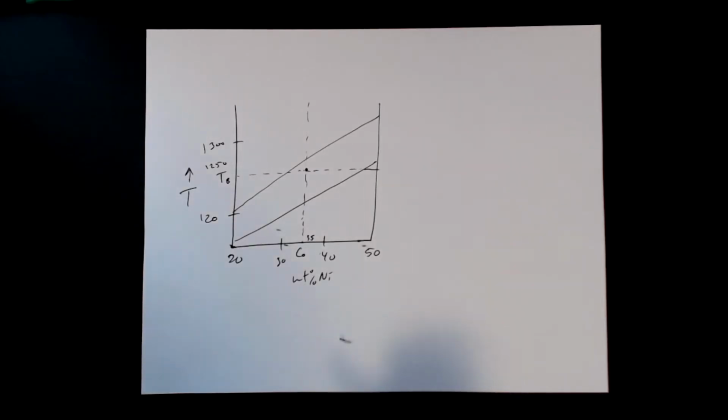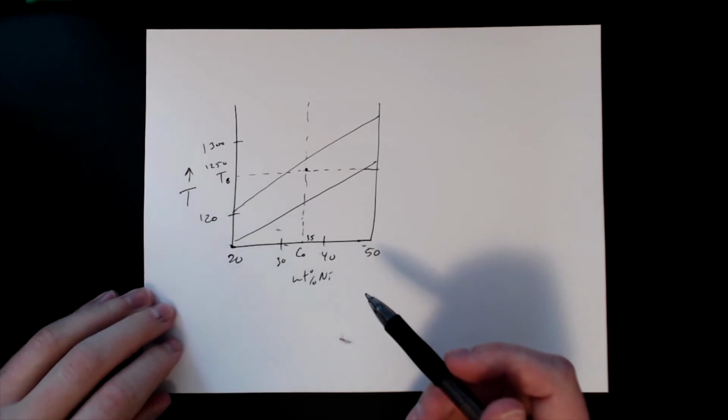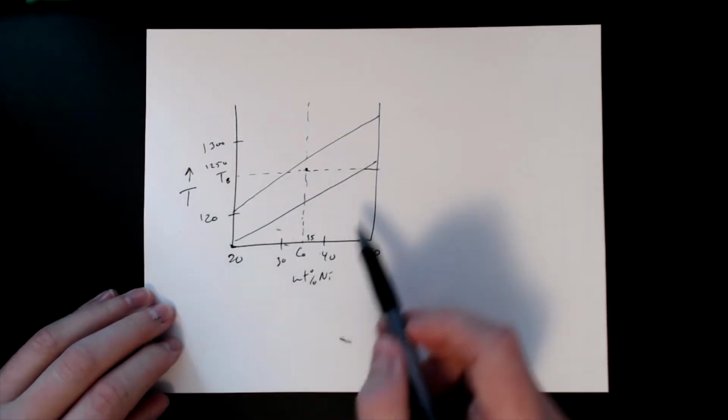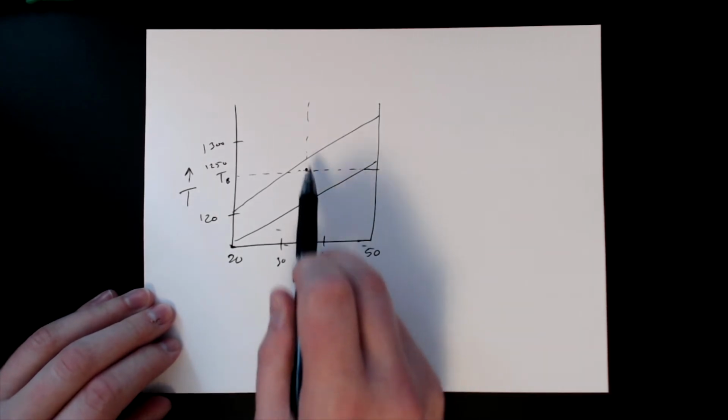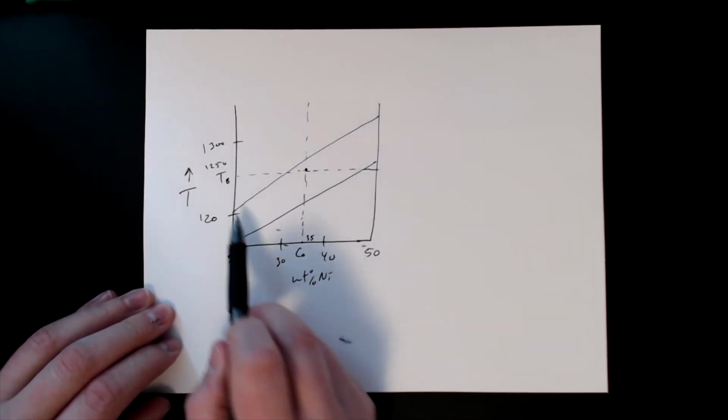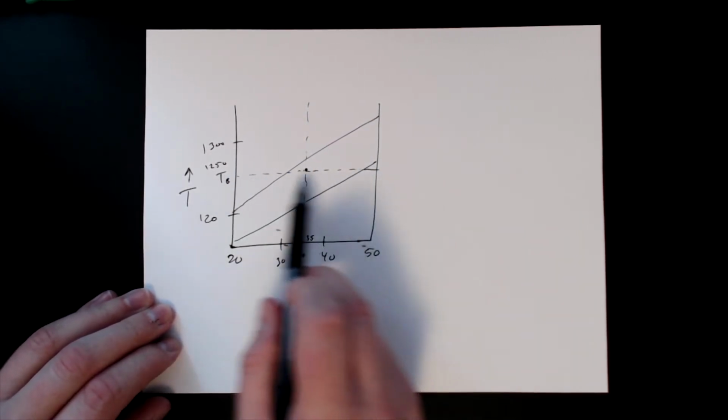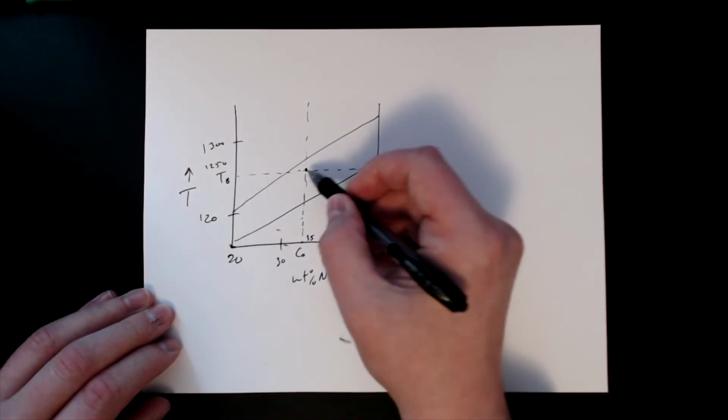All right, so let's look a little bit more in detail at this lever rule. I've tried to redraw the figure here. We're looking at 35 weight percent, which is this vertical dashed line, and we're looking at 1250, which is approximately this dashed line. So we're at a point here.